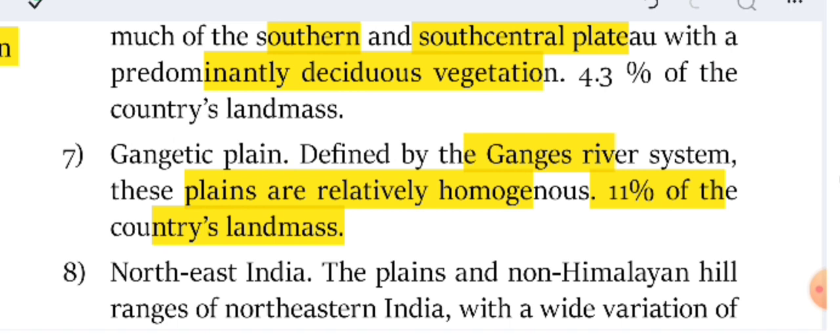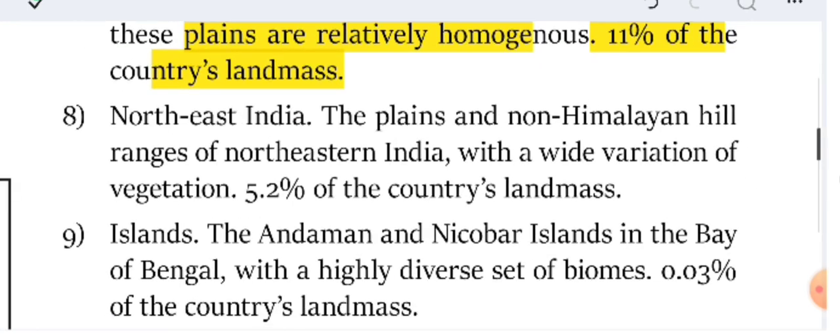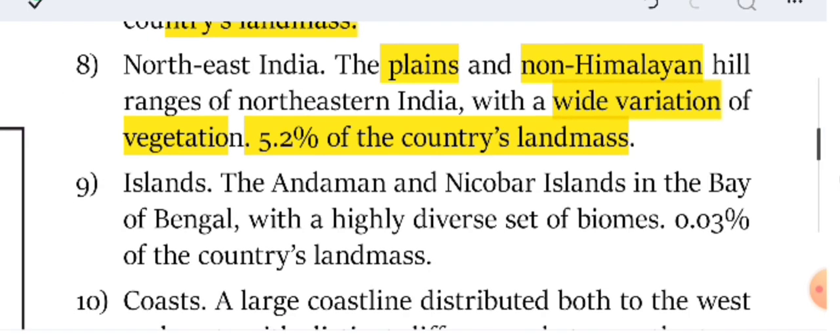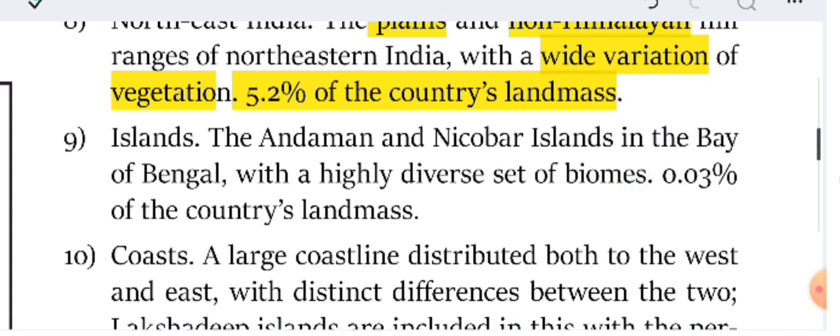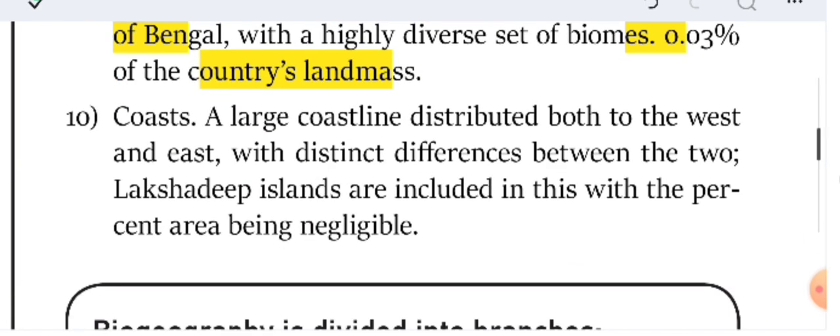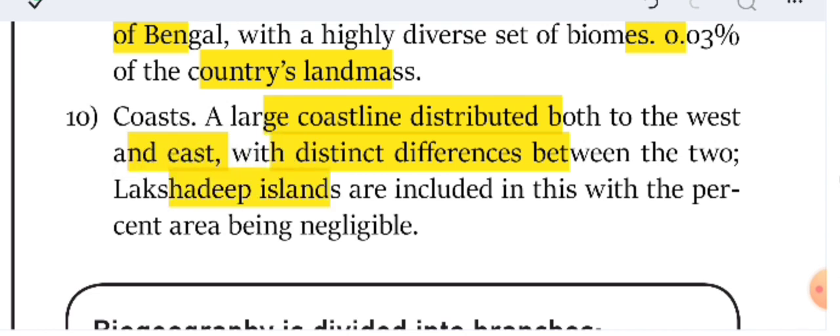So the percentage is highest in the Gangetic plain, right? Now Northeast India. The plain and non-Himalayan hill range of northeastern India and a wide variation of vegetation, 5.2% of the country's landmass. Now the island. Island consists of only 0.03% of the country's landmass, the islands of Andaman and Nicobar in the Bay of Bengal with a highly diverse set of biomes. Now coast. A large coastline distribution both to the west and the east, with distinct differences between the two. Lakshadweep Islands are included in these, with the percent area being negligible.